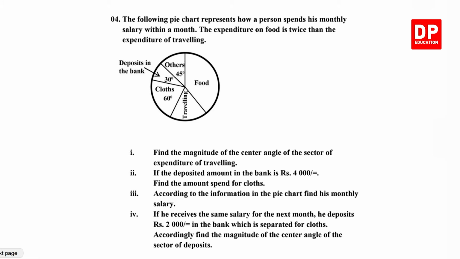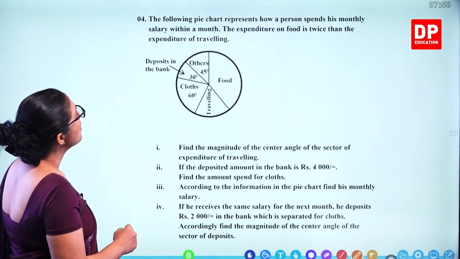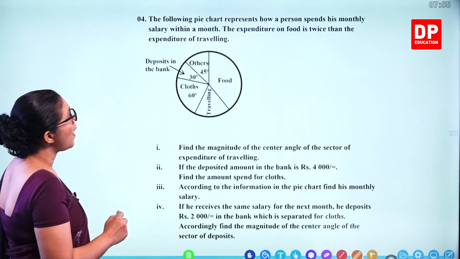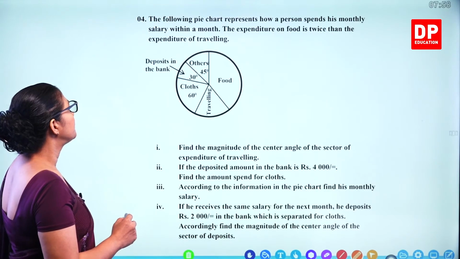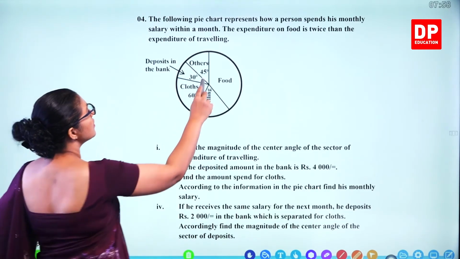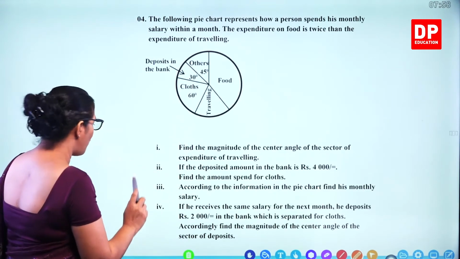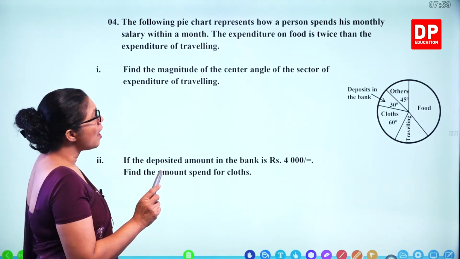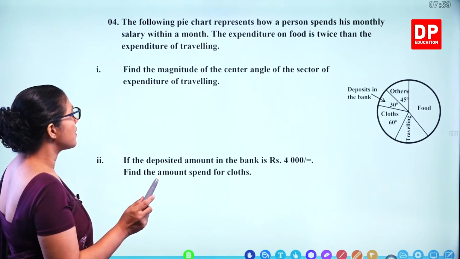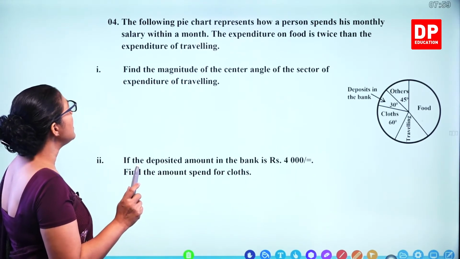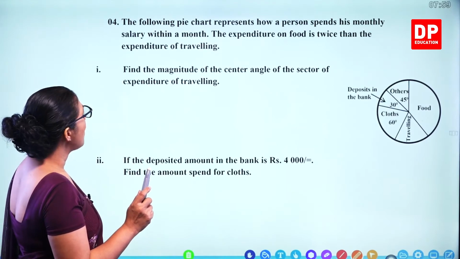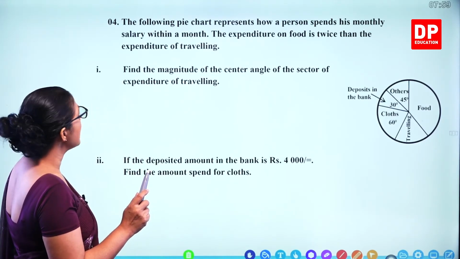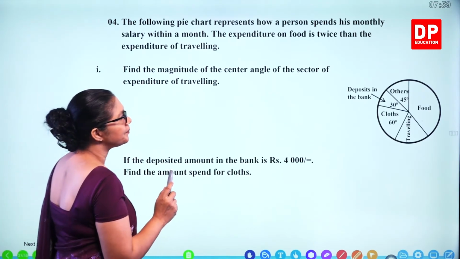Let's do the fourth question. It's about a pie chart. The following pie chart represents how a person spends his monthly salary within a month. The expenditure on food is twice the expenditure on traveling. So this is twice this one. So you have 4 parts to answer. So we'll do them separately. Find the magnitude of the center angle of the sector of expenditure on traveling.